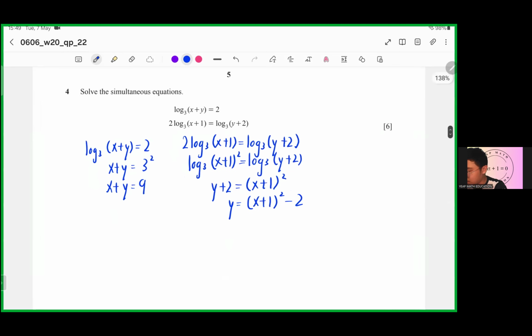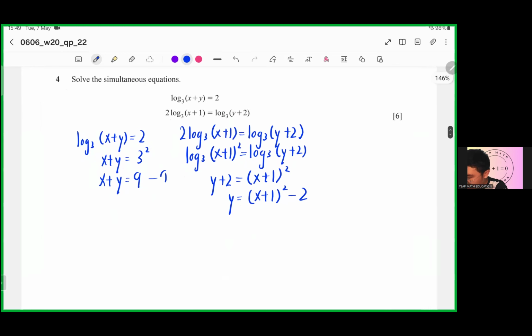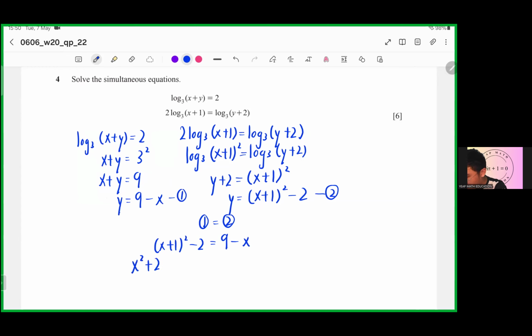Now I can take the first and the second. y equals 9 − x is the first, so first equals second. So (x + 1)² − 2 equals 9 − x. So I expand: x² + 2x + 1 − 2 − 9 + x equals 0.